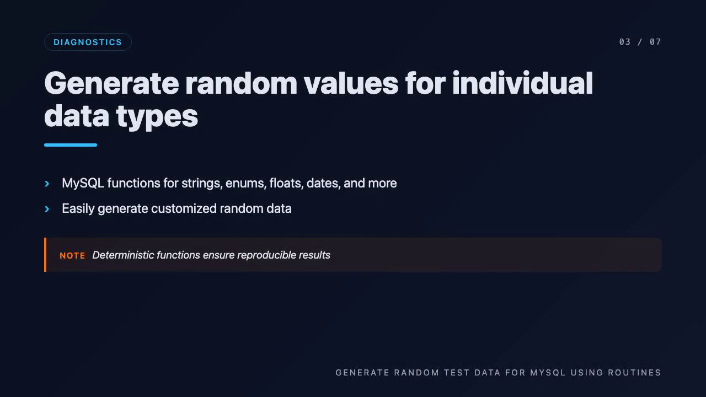The MySQL Random Data Generator comes equipped with a set of deterministic functions for generating random values tailored to individual data types, such as strings, enums, floats, dates, and more. This means you can easily generate customized random data that's both efficient and reproducible.